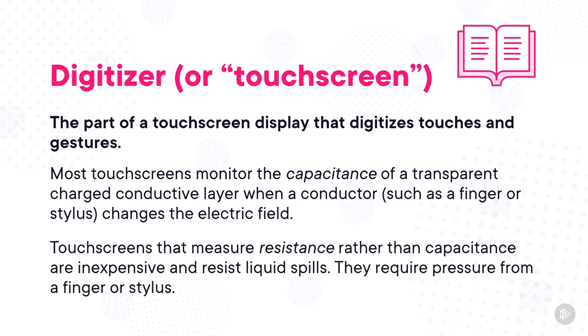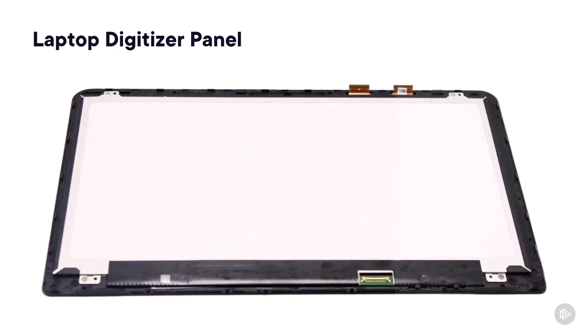Another way to implement a touchscreen is by measuring electrical resistance. Now, these types of digitizers require some pressure from a finger or a stylus, unlike capacitive displays. The advantage of resistance-based digitizers is low cost and the ability to tolerate spilled coffee. Here's one example of a laptop digitizer panel implemented as a separate and separately replaceable assembly. Obviously, it's transparent, at least mostly, so you can see the LCD panel underneath. This particular digitizer is a multi-touch display, so called for its ability to use multiple finger gestures.